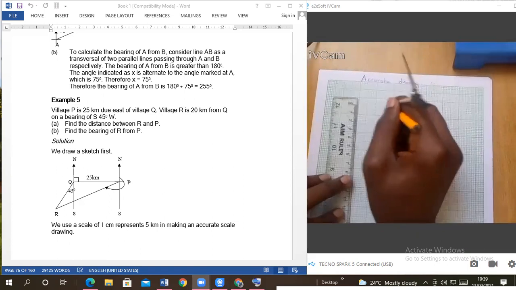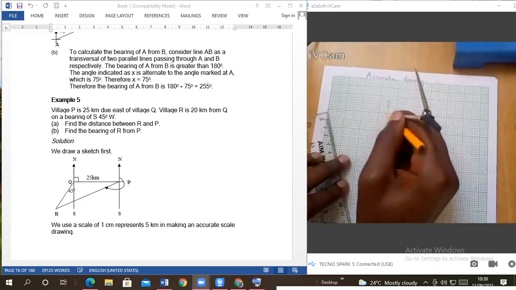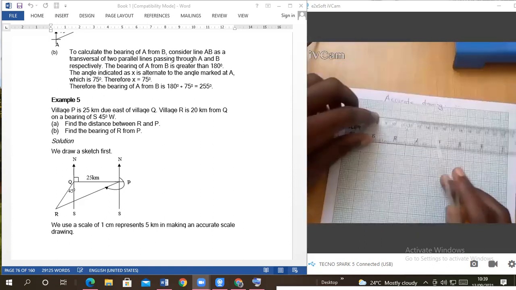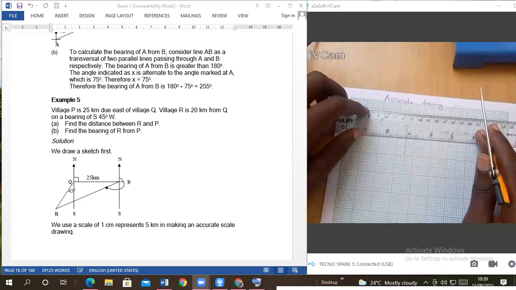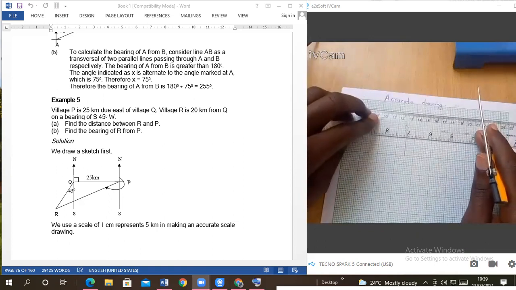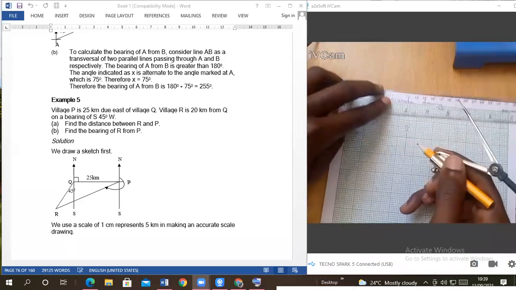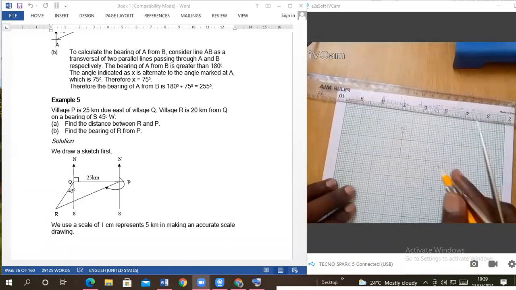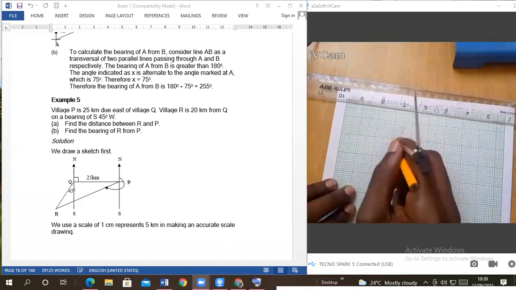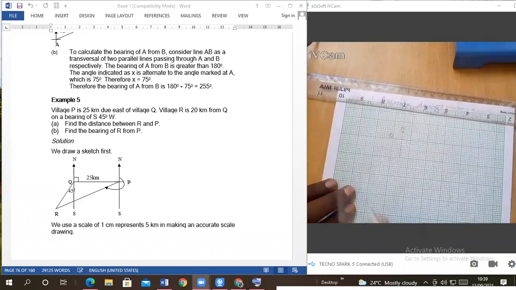We have that one. This is our north. Remember, you are making accurate drawings. So make sure that you are accurate, please. Even the way you draw the line. There we are. Which point is this? This is R.